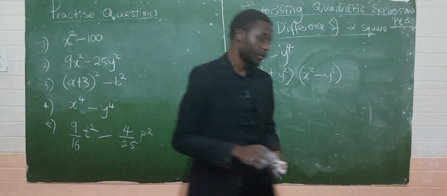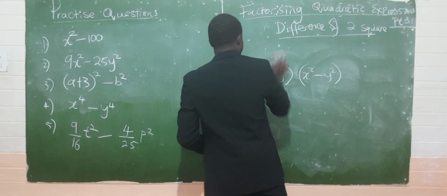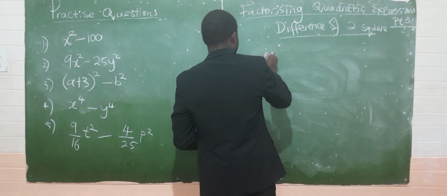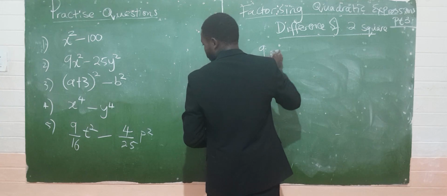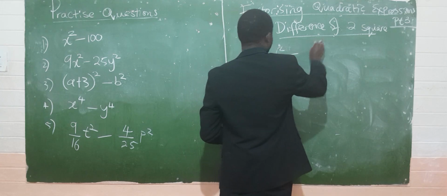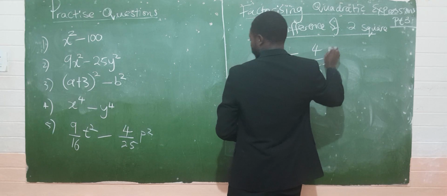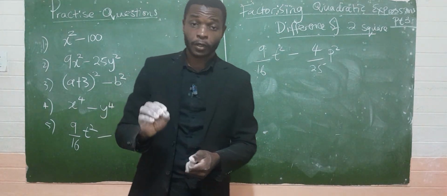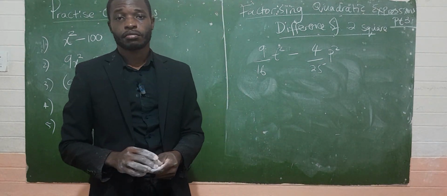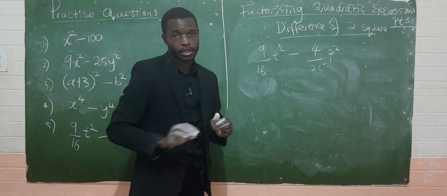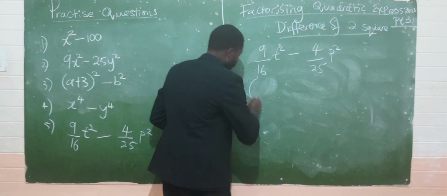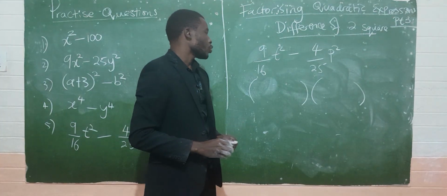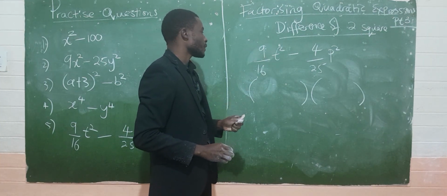Hopefully, you've been able to get it correct. Let's try the last one. Well, we have 9 over 16 t squared minus 4 over 25 p squared. And still your assignment is to factorize this expression. Easy peasy, lemon squeezy, Japanese take it easy. What we're going to do is open two brackets, and when we open two brackets, we're going to find the square root of this.